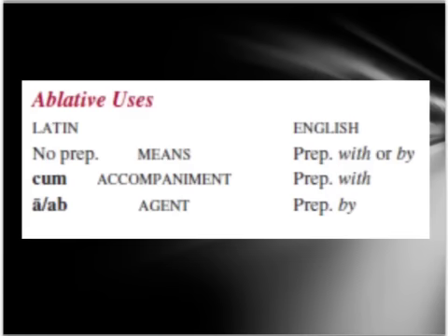Quick ablative review. The ablative of means does not have a preposition, and it's translated in English with "with" or "by." The ablative of accompaniment uses the preposition cum and is translated with the preposition "with." The ablative of agent uses a or ab when you're talking about a person or animal, and is translated as "by." Remember, if it's not a person or animal, you can omit the a or the ab.